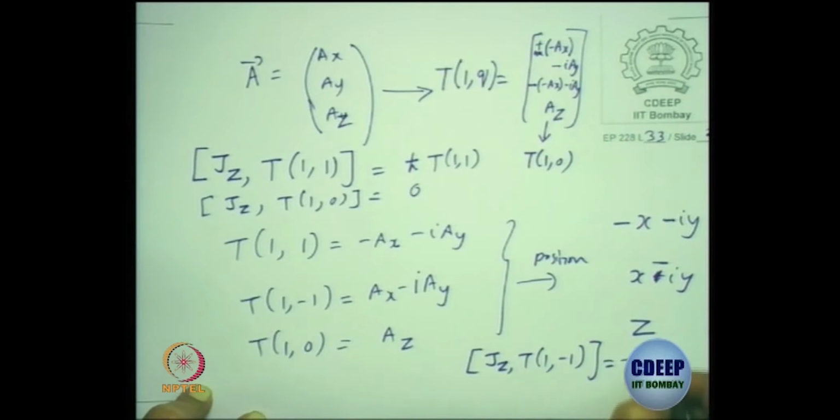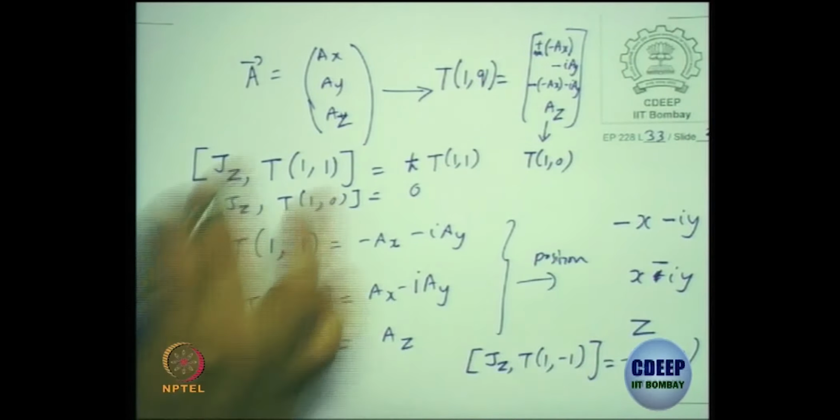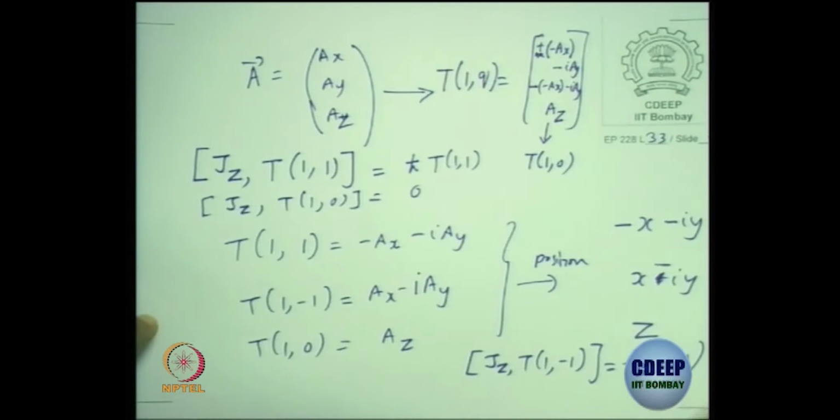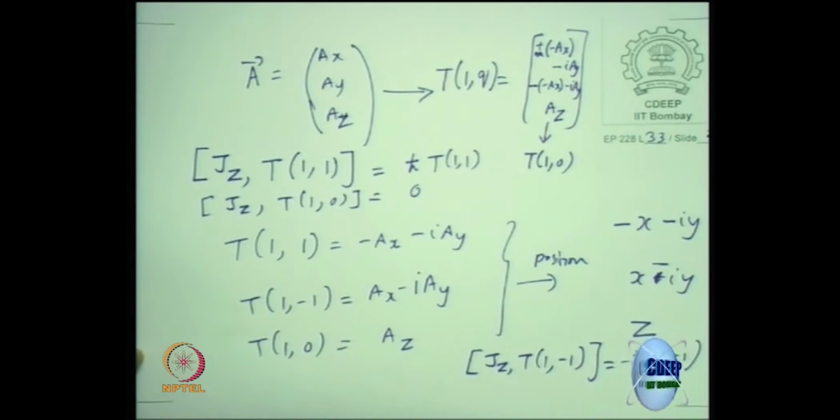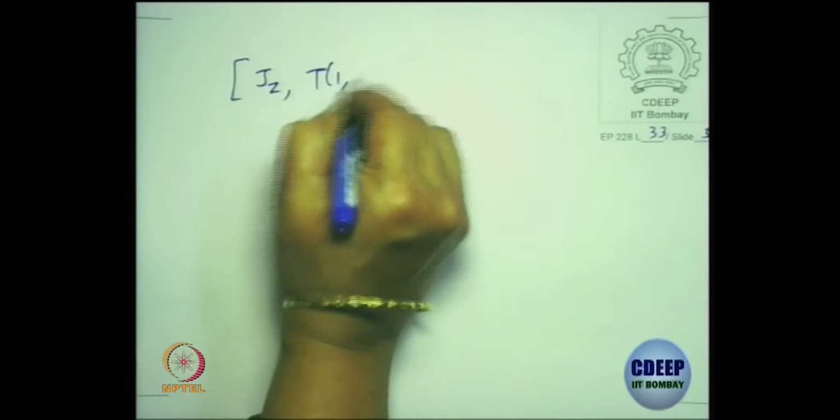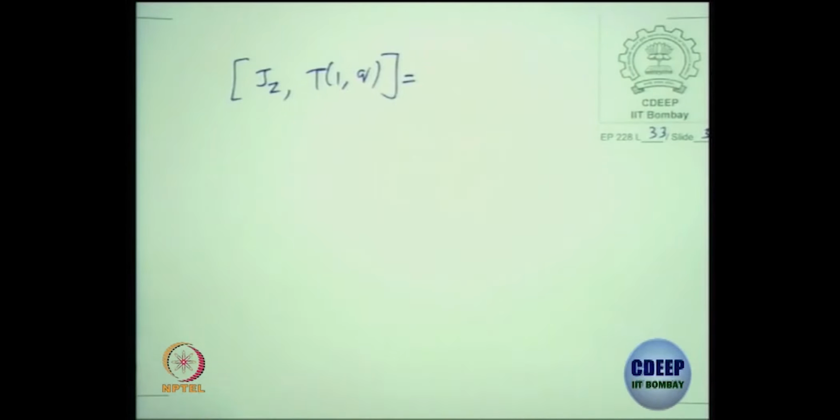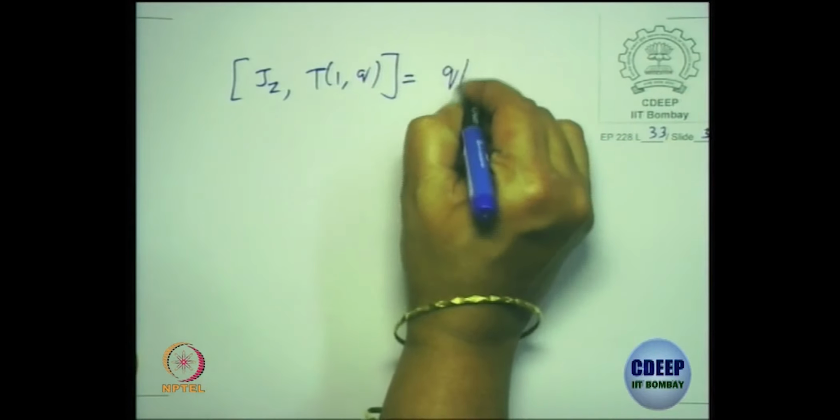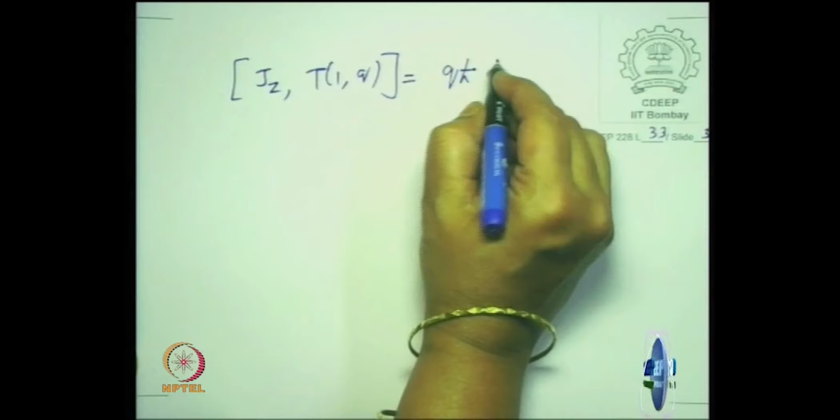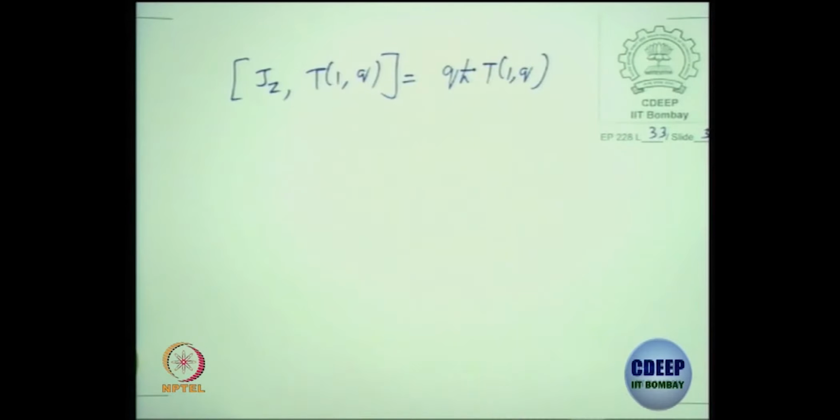Minus h cross 1 minus 1. Correct? Is that right? So can we write this compactly? We have 3 data here. So can I write this as... tell me, how do I write this compactly? J z on t1 comma q will be q h cross t1 comma q. Anything wrong?